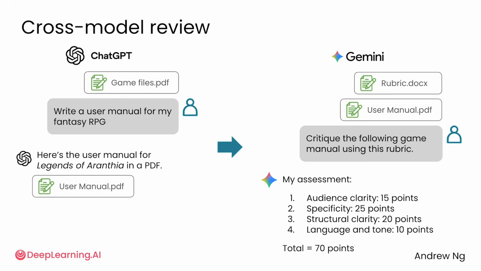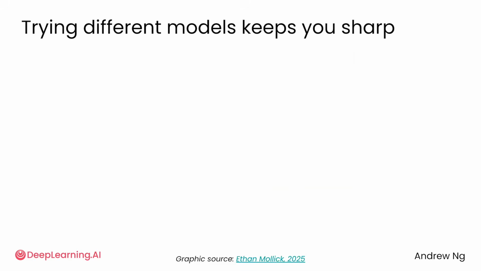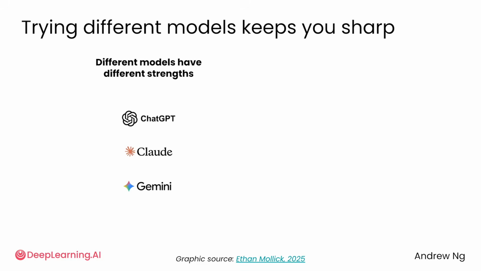And I use this technique only rarely myself, but one thing I do is frequently switch between different AI models. It turns out that AI models are advancing rapidly, and at different moments in time, different models will do better on different tasks. And so routinely trying out different models will help keep you sharp and keep honing your intuition about what model is best for what task. AI models have what's called jagged intelligence.